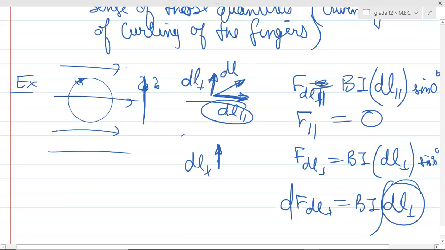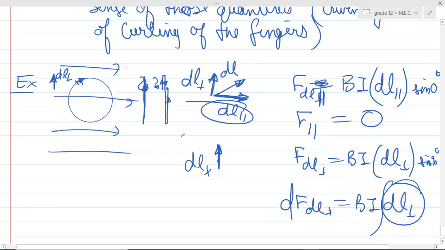Wait, sir, could you explain again? When you take this dl vector perpendicular component, this won't be a circular loop anymore. It will be just a wire which goes like this, then like this, and comes back like this.